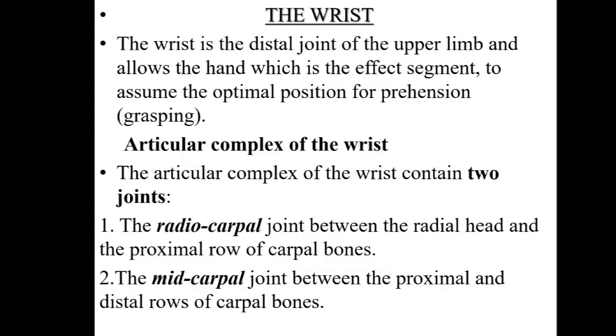So today we'll discuss the biomechanics of the wrist. The wrist is the distal joint of the upper limb, and it allows the hand, which is the affixed segment, to assume the optimal position for prehension, that is, grasping.